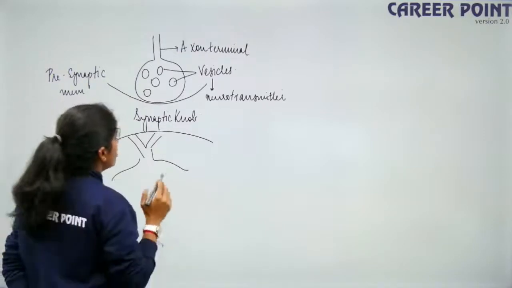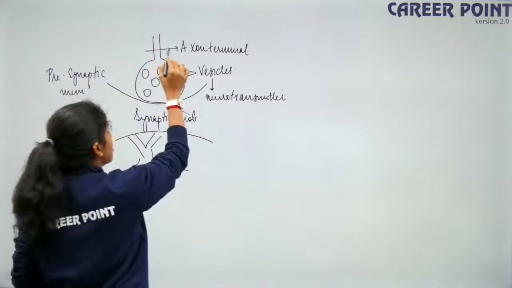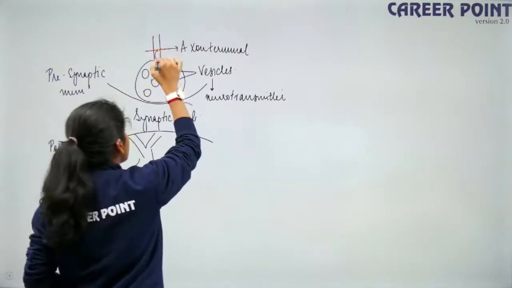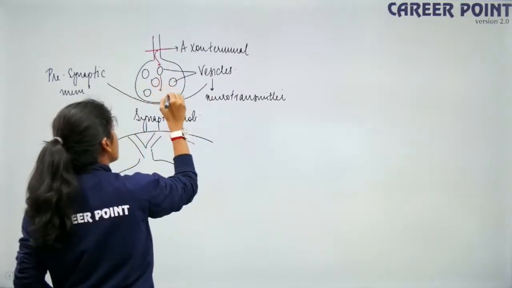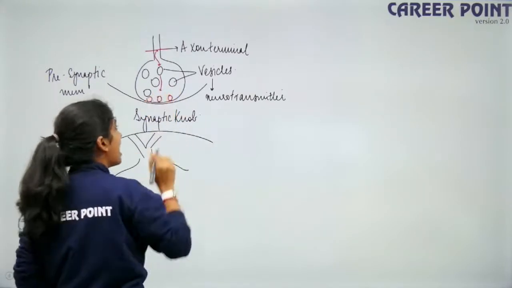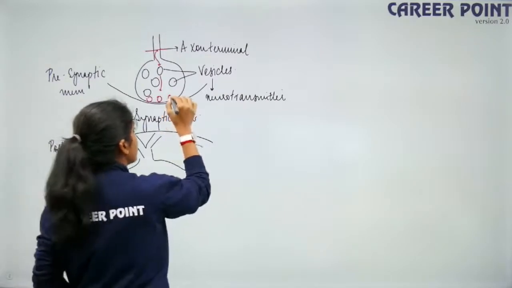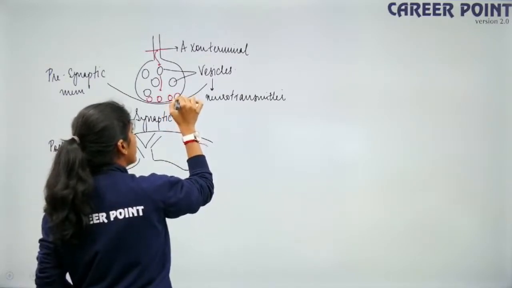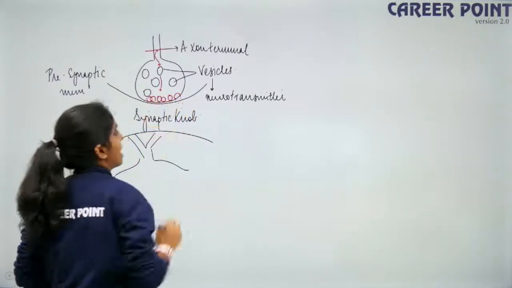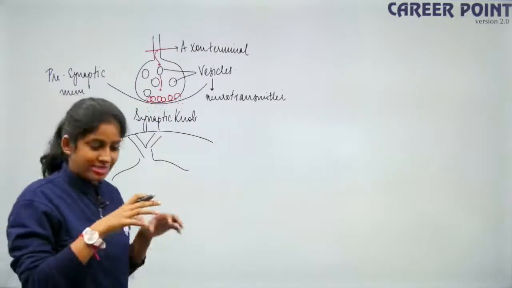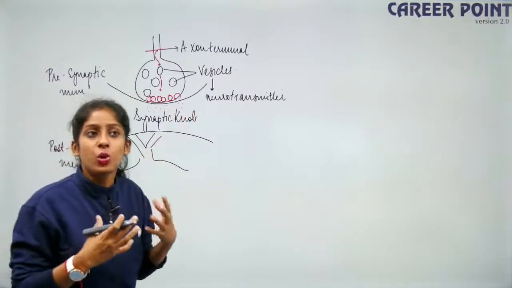Fine? Okay. So what happens when an impulse, when a signal reaches the axon terminal? It stimulates these vesicles. When these vesicles are stimulated, they move towards the plasma membrane here, and they attach. After they reach the plasma membrane, they rupture. They break open, releasing the neurotransmitters that are stored inside them.